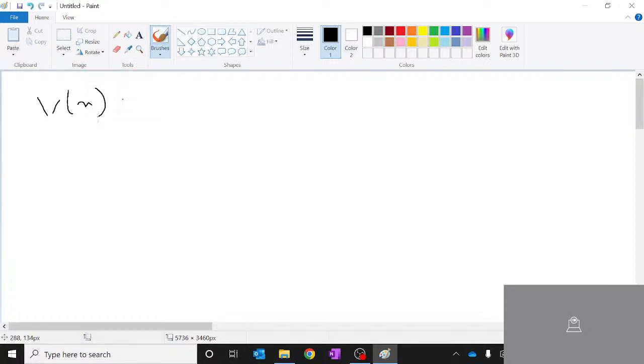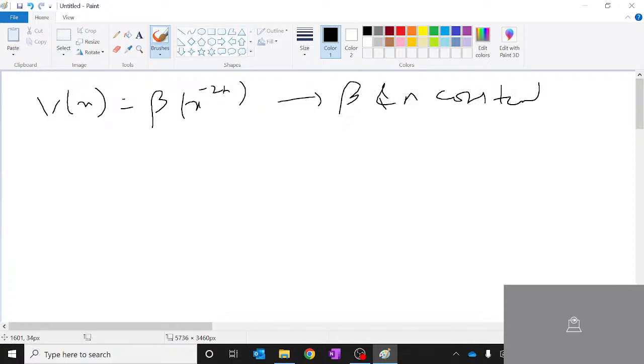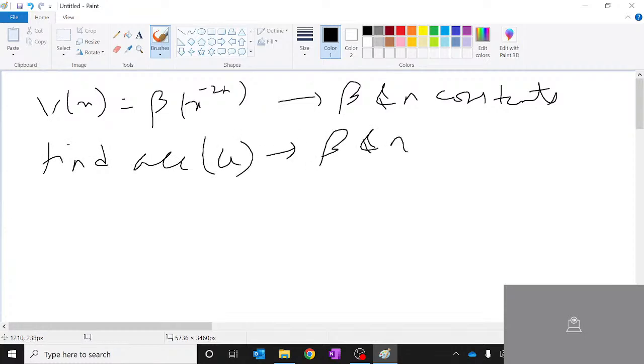Okay, the velocity of a particle is v equals beta x to the power minus 2n, where beta and n are constants. Now you are supposed to find the acceleration, or a in this case, as a function of beta and n.